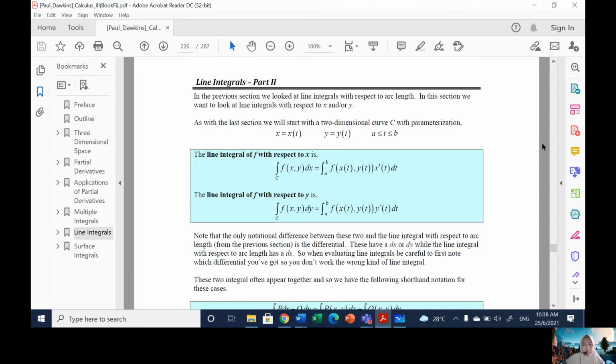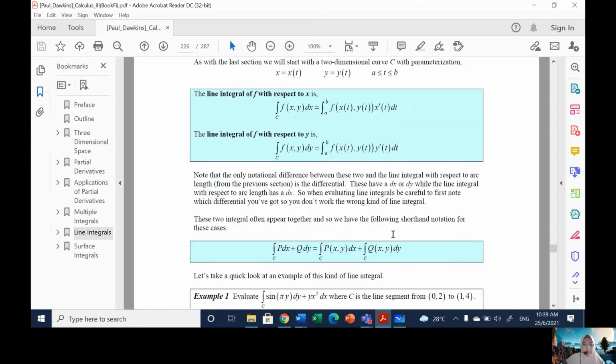The line integral for the vector field, we can find with respect to different variables. As stated here, the line integral of f with respect to x is given by the integral over C of f(x,y) dx, which equals the integral from a to b of f(x(t), y(t)) times x'(t) dt. If we have a different variable, such as the line integral of f with respect to y, it is given as here. The difference between the first and the second is that dx and dy are multiplied by their corresponding first derivatives.